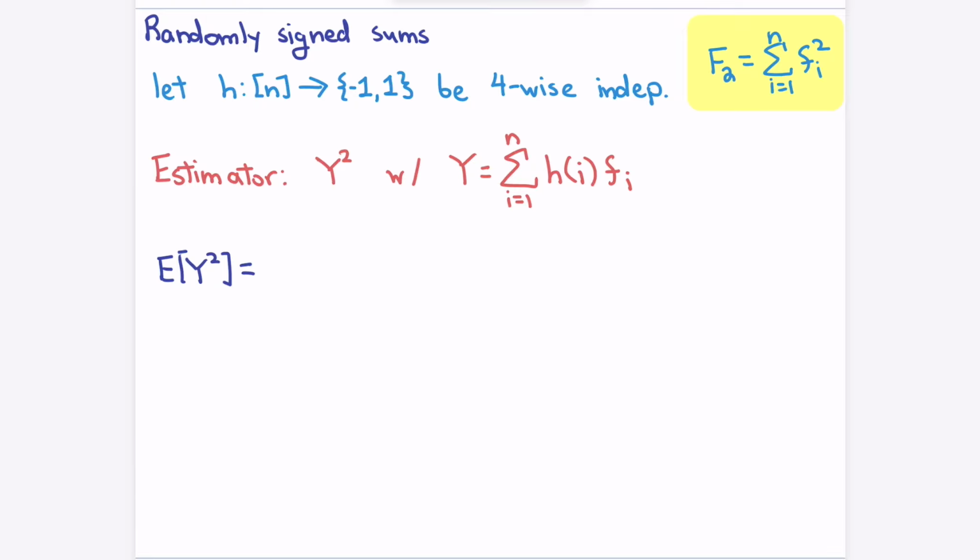If you're doing this in a streaming fashion, it means element 5 comes in, you compute the sign h of 5. If it's plus 1, I just add 1 to my sum. If h of 5 is minus 1, I subtract 1 from my sum. At the end, your sum will give you the sum of these plus or minus 1s times frequencies, where the signs are random.